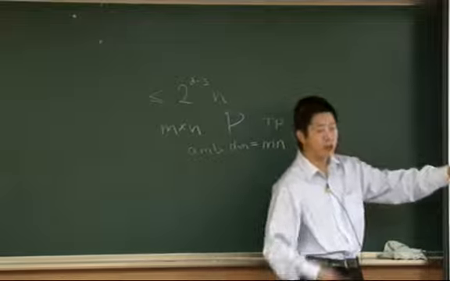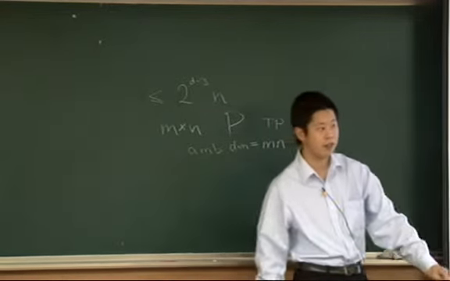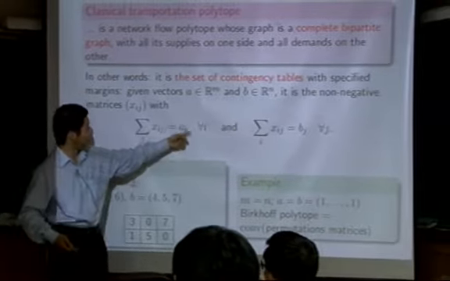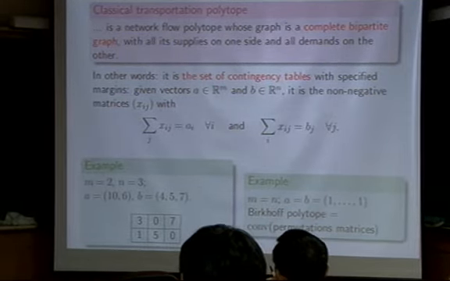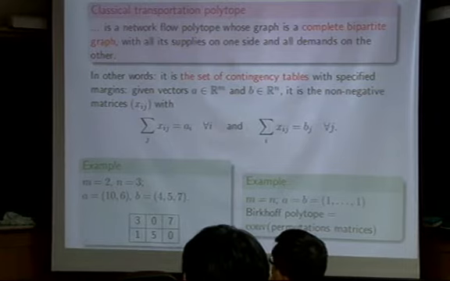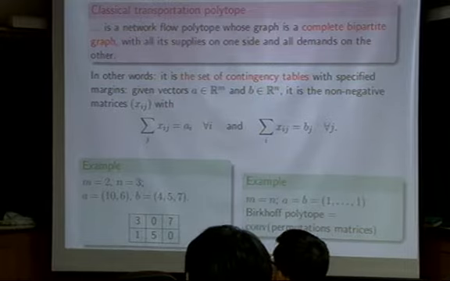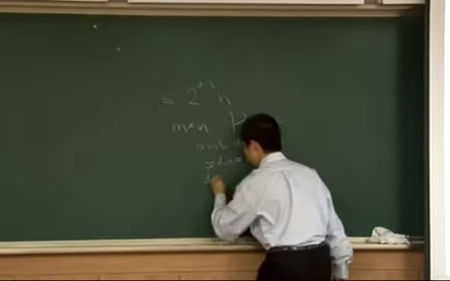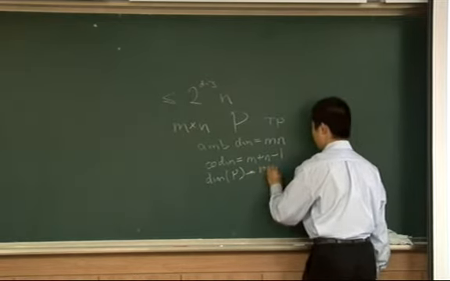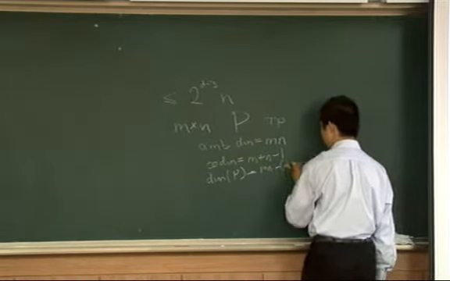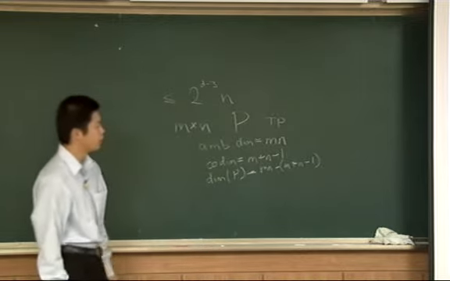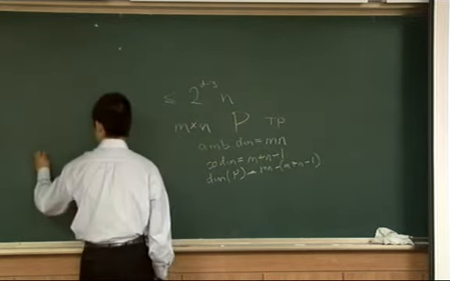Every time you have a linear equation, you're cutting into an affine subspace, an affine hyperplane, in fact. And you keep intersecting many affine hyperplanes, m of them here and n of them over there. But actually, there's a redundancy between them. Any one of the equations could be recovered from the remaining ones. So the codimension is actually m plus n minus 1. And so the dimension of the polytope is going to be mn minus this quantity. It's mn minus (m plus n minus 1).